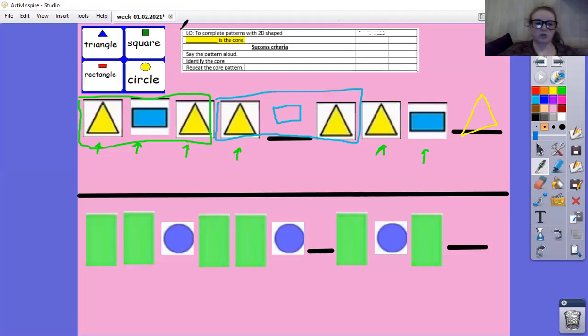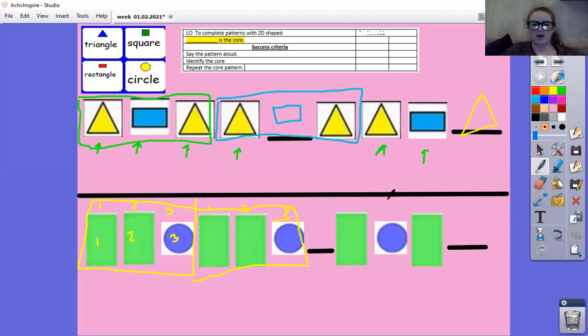Fantastic. Okay, let's have a look. So our pattern is green triangle, green rectangle, blue circle. Green rectangle, blue circle. Well, I can see that this is already starting to repeat. So I've got green rectangle, and I've got blue circle and blue circle. So I can see that this is a chord, and this is a repetition of a chord.